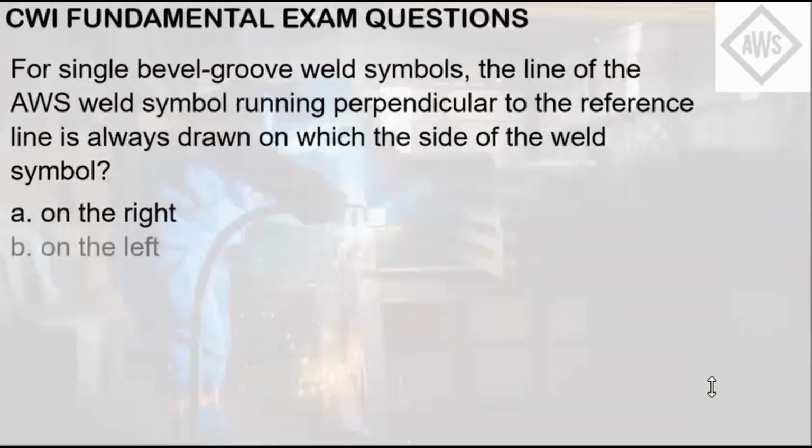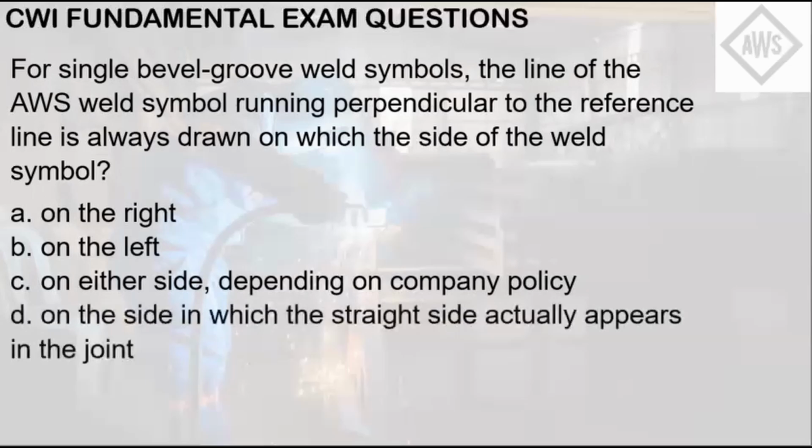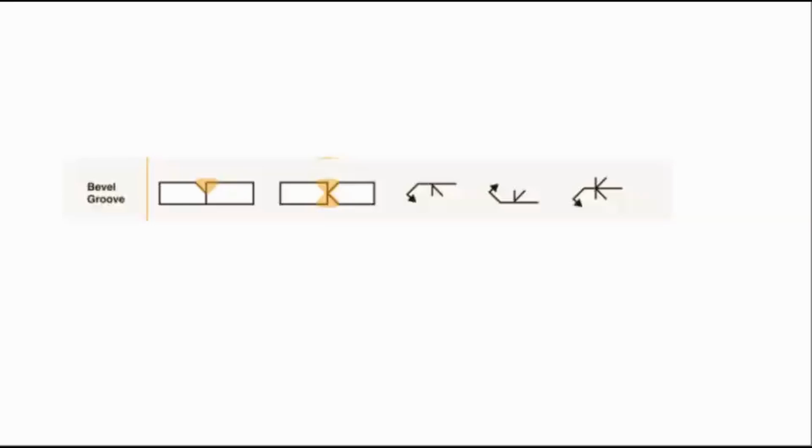Letter A, on the right. Letter B, on the left. Letter C, on either side depending on company policy. Letter D, on the side in which the straight side actually appears in the joint. Letter E, doesn't matter. This question can be best demonstrated by this illustration. This is a single bevel groove weld symbol right here.